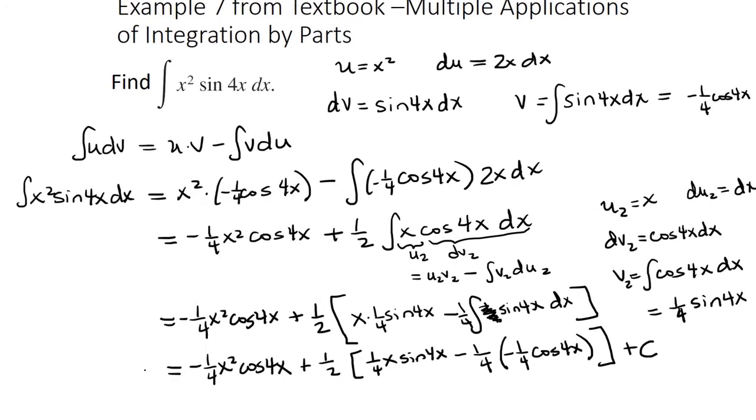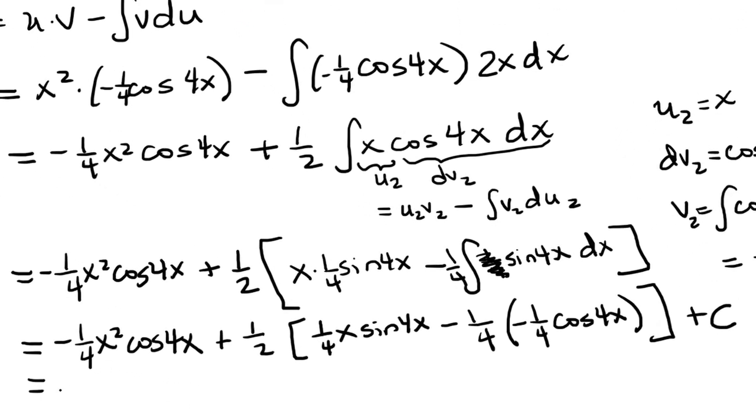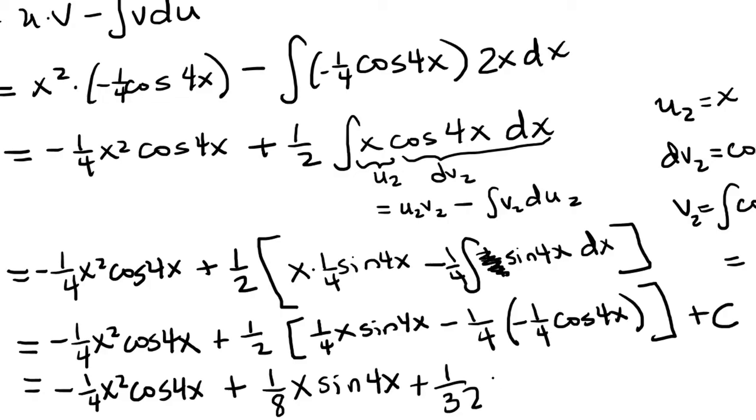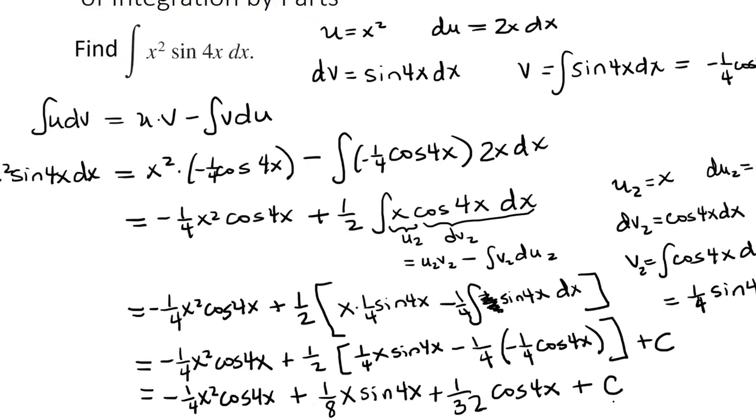Simplifying a little bit, we're going to have negative 1/4 x squared cosine of 4x plus, I'm going to distribute this 1/2 inside, so 1/2 times 1/4 is 1/8 x sine of 4x. And then distributing the 1/2 again would be negative 1/8 times negative 1/4 would be positive 1/32 cosine of 4x plus c.